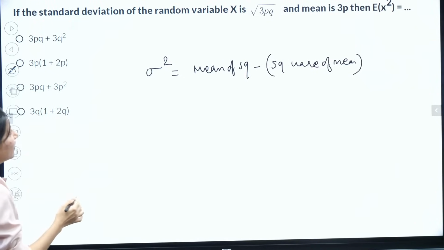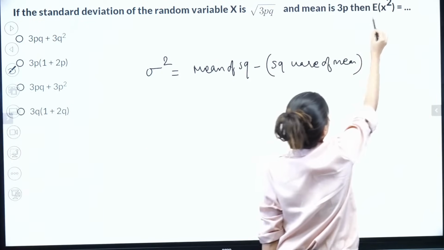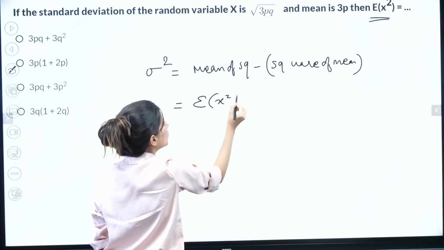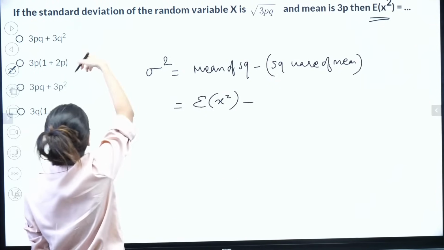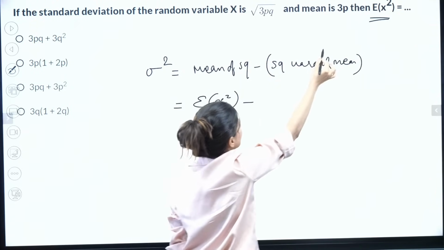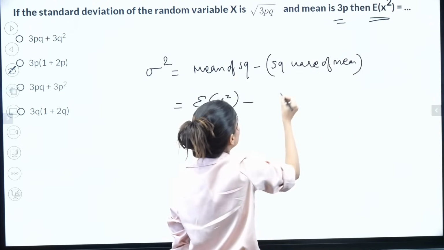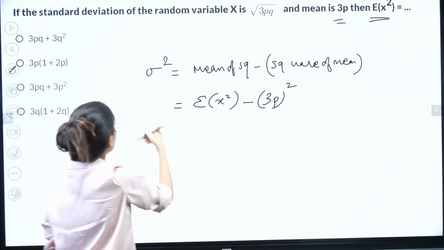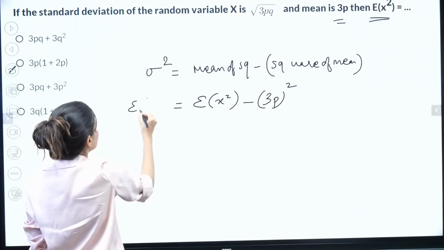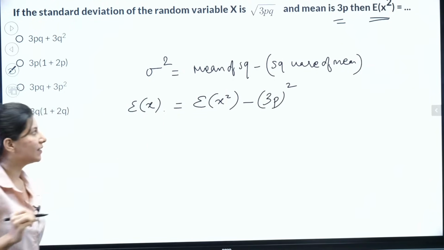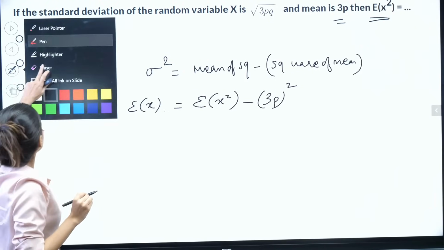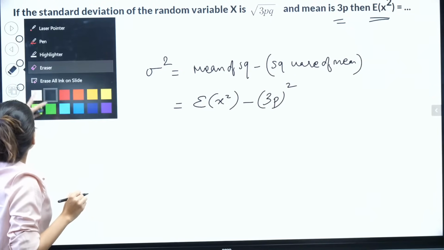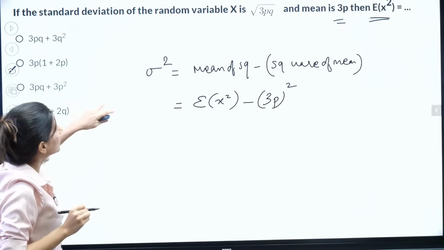And what you are looking for is Ex square, the mean of squares. So this is your Ex square minus square of mean. What is mean? Mean is 3p. So square of mean means 3p whole square, right? Standard deviation is what they are giving as root 3pq.